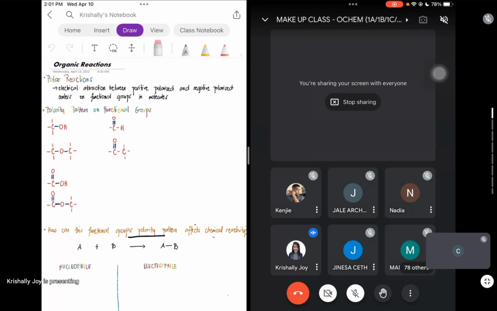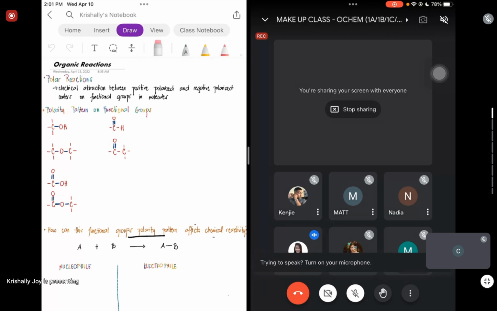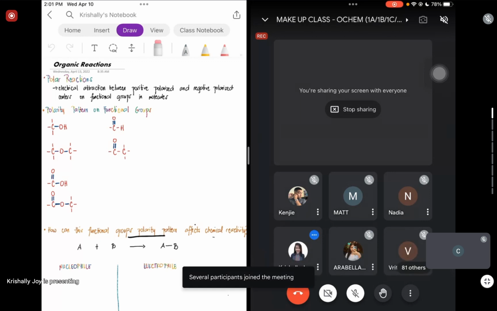And also, a majority of the questions in the assessments, in the exams, will be covered more on chemical reactions. So make sure you understand the concept that will be discussed this afternoon. Okay, so let's start.